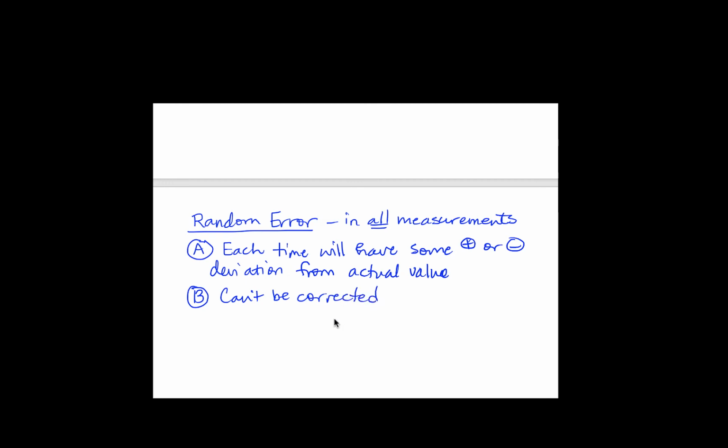Every measurement, no matter how careful we are, is going to have some amount of random error in it. And the random error is intrinsic to the measurement technique. So the amount of random error will depend on whatever our measuring instrument is.